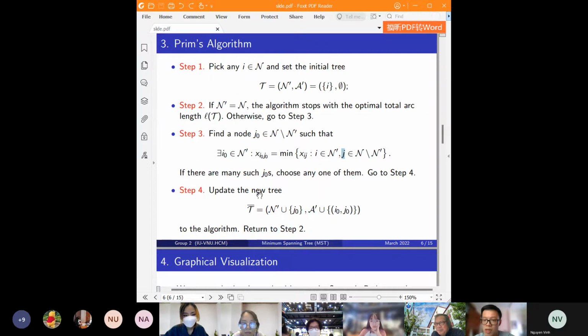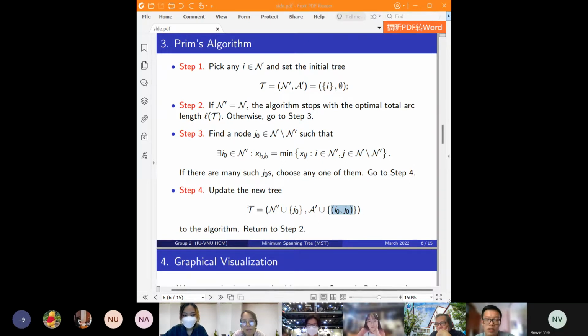The last step is to update the new tree, which means that we include the arc that we chose in step 3 and the node of that arc that was not already in the tree. So the set of nodes will be augmented with one more node, the node J0, and the set of arcs will include the arc I0 J0 that we selected in the previous step. Then we return to step 2, which means that we restart the iteration with this updated tree.